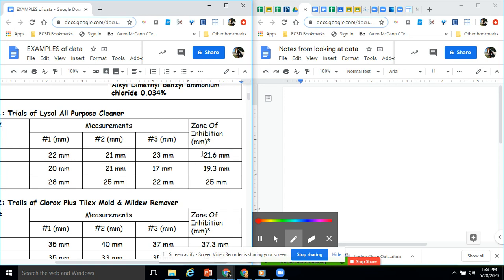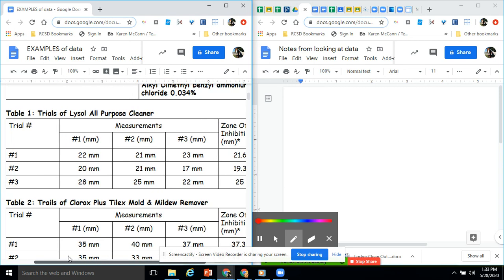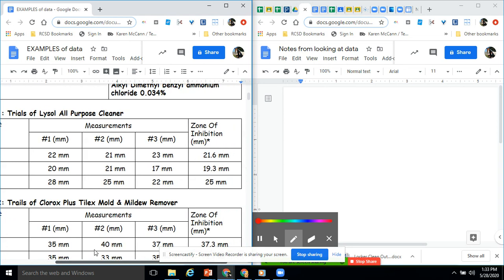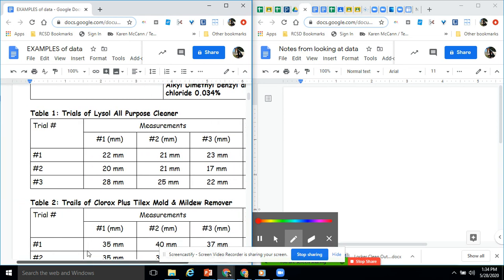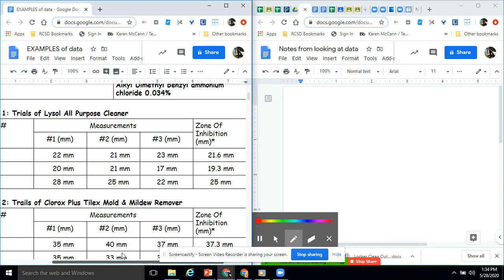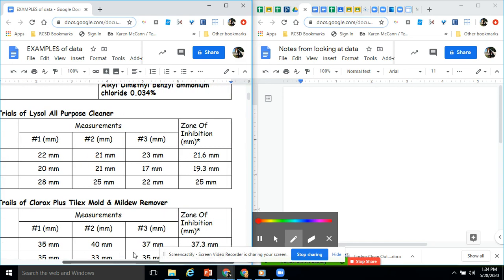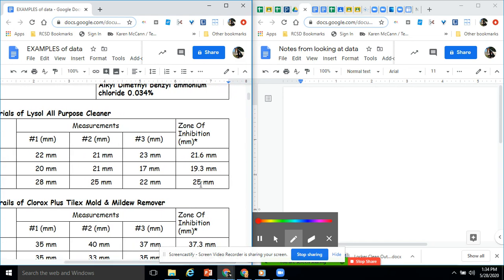So this first zone of inhibition for Lysol all-purpose cleaner, trial number 1, is 21.6. The second one is 19.3, and the third is 25. Now, when you look at this, I want you to think a little bit mathematically about it.